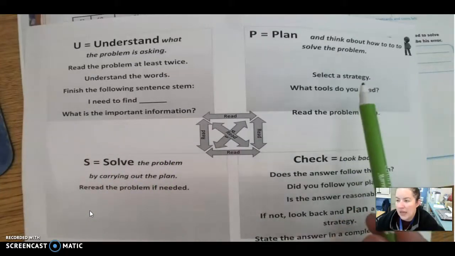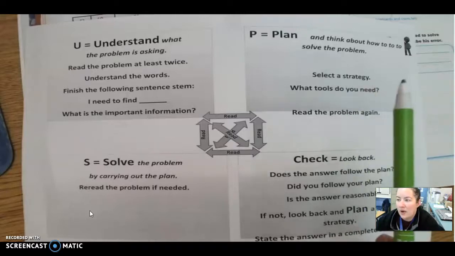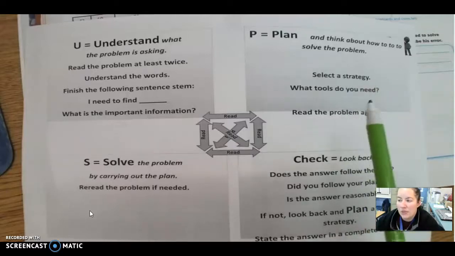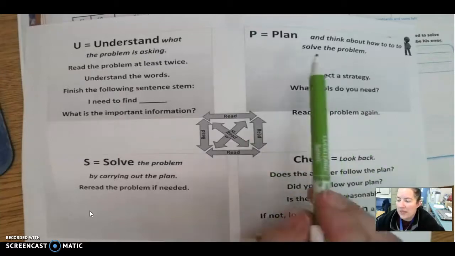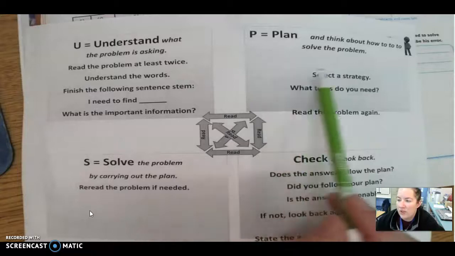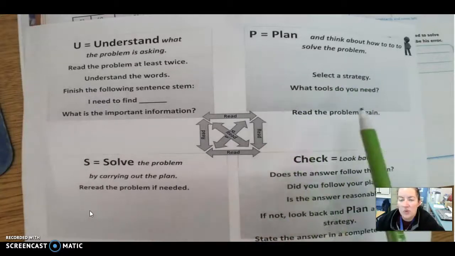Then we move on to plan. Think about how to solve the problem. Select a strategy. What tools are you going to need? Read the problem again. We'll set out a plan: first I would do this, then I would do this, then I would do this. We're going to make a plan.